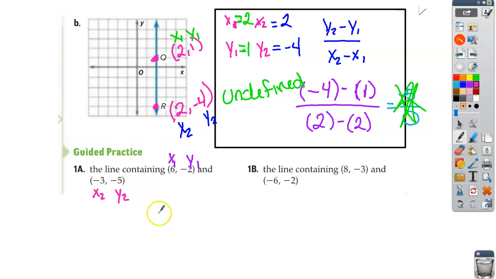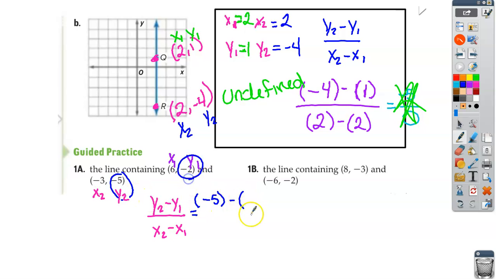So let's just plug these into our equation. y2 minus y1 over x2 minus x1. My y2 is negative 5. So negative 5 goes here. Minus my y1, which is negative 2, over x2, which is negative 3, minus x1, which is 6.